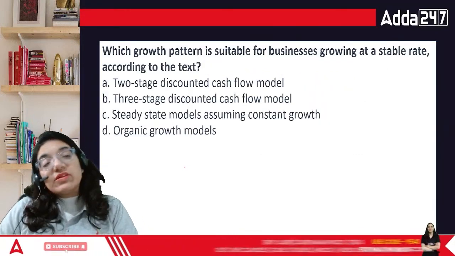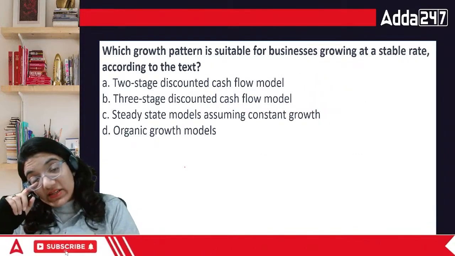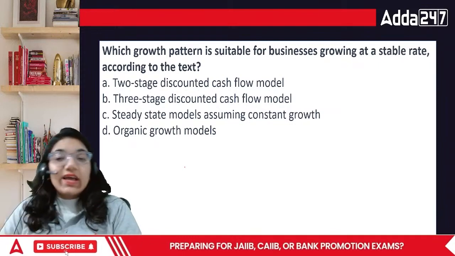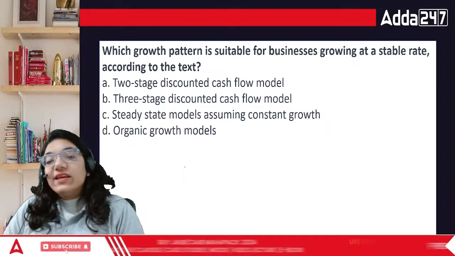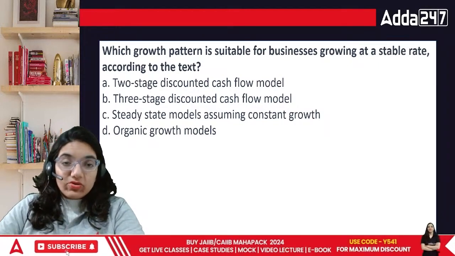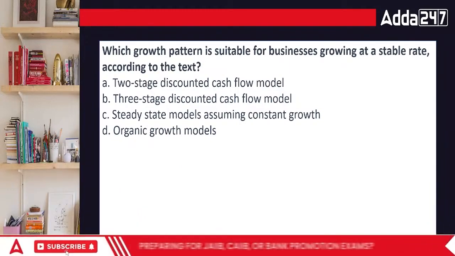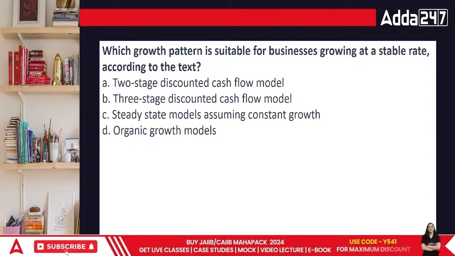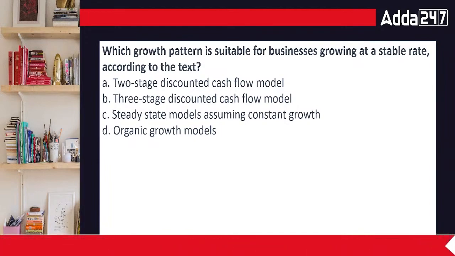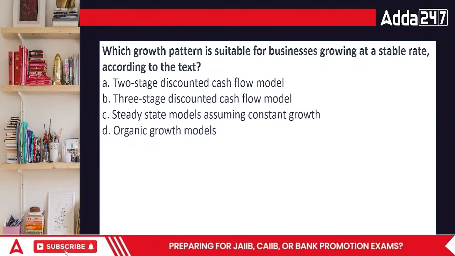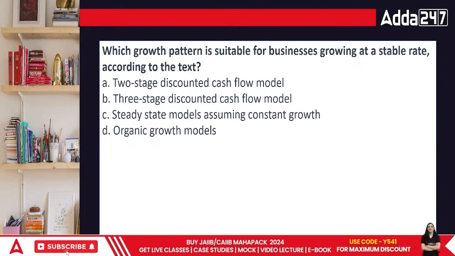Done, everyone? Here comes the next question. Which growth pattern is suitable for business growth at a stable rate? As I told you, there are different models. So according to you, go ahead and choose the specific model, everyone. Two-stage discounted cash flow model, three-stage, and the last one is the steady growth rate model.